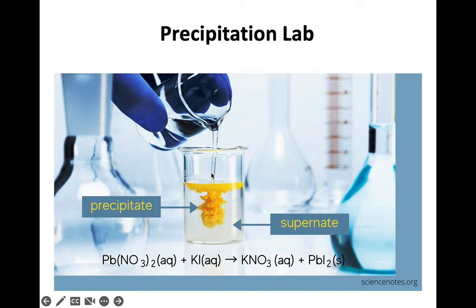We have on the screen here an example of a precipitation reaction. We have an aqueous solution of lead nitrate being poured into an aqueous solution of potassium iodide. The precipitate is this yellow powder that's sinking as soon as the two mix together here. And the supernate is the liquid that is around here. Eventually this precipitate will settle, and you'd have the precipitate down on the bottom here, and the clear supernate liquid at the top.